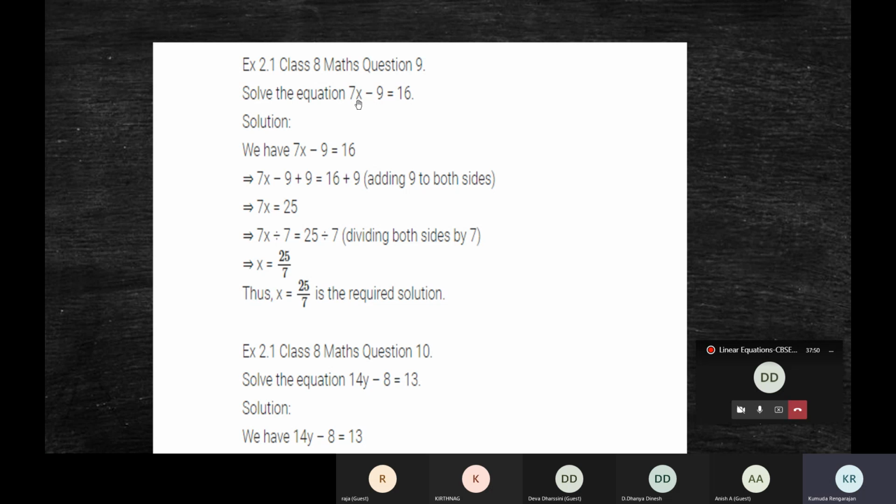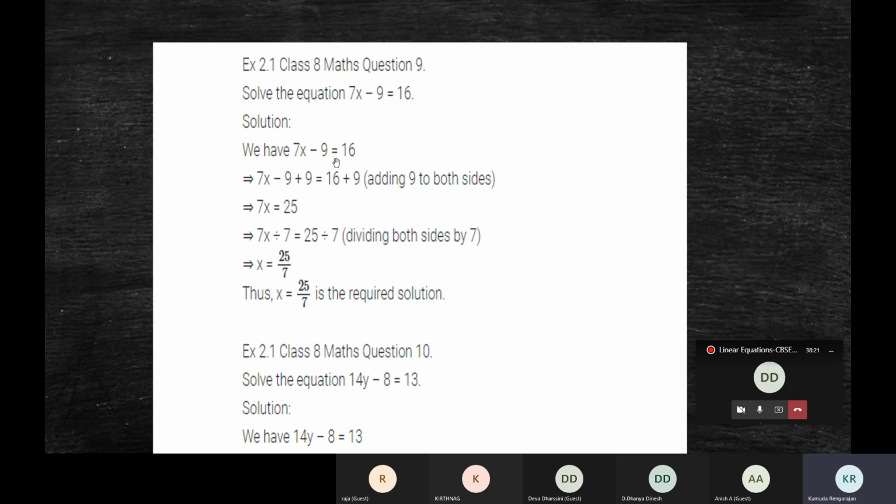So here, 7x minus 9 is equal to 16. Now the variable x is on the left-hand side. Along with x, we see 7 into x, 7 and x in multiplication. We also see minus 9 on the left-hand side. So we need to remove them one by one. First, let's get rid of minus 9. So we have to add 9 to both the sides.